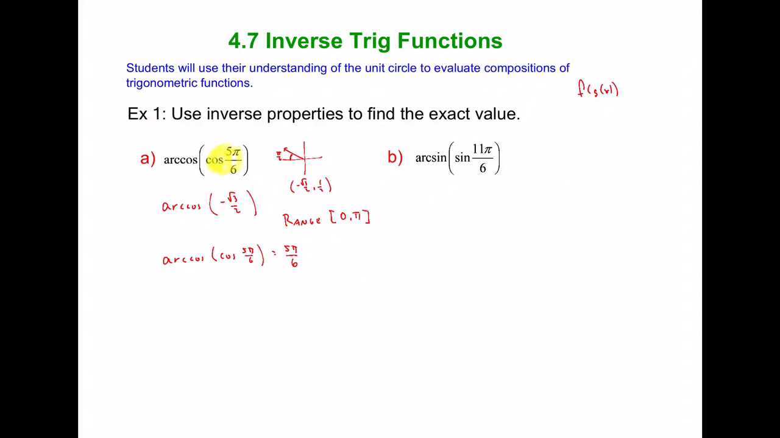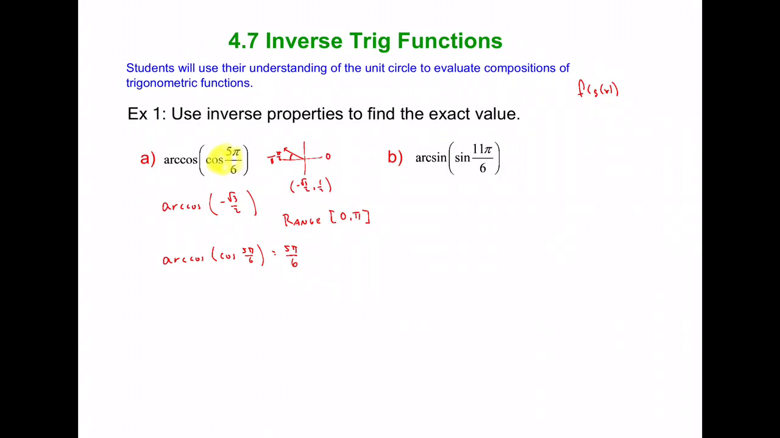Now, is it just coincidence that it's 5 pi over 6? Well, arc cosine and cosine are inverses of each other, so they can undo each other. They cancel each other out. But we do have to be careful because when we do arc cosine, it's between 0 and pi. So as long as your angle is between 0 and pi, they'll always cancel each other out, and you don't necessarily have to show the work on this one.